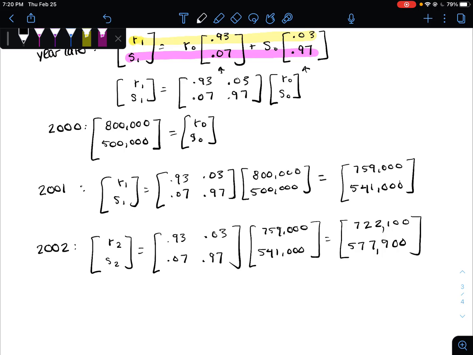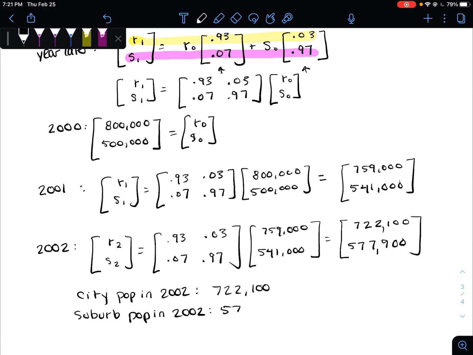Okay, but that's our population. So our city population in 2002 is 722,100 people. And our suburb population in 2002 will be 577,900. This is some, if you don't mind me saying, explosive population growth in the suburbs.